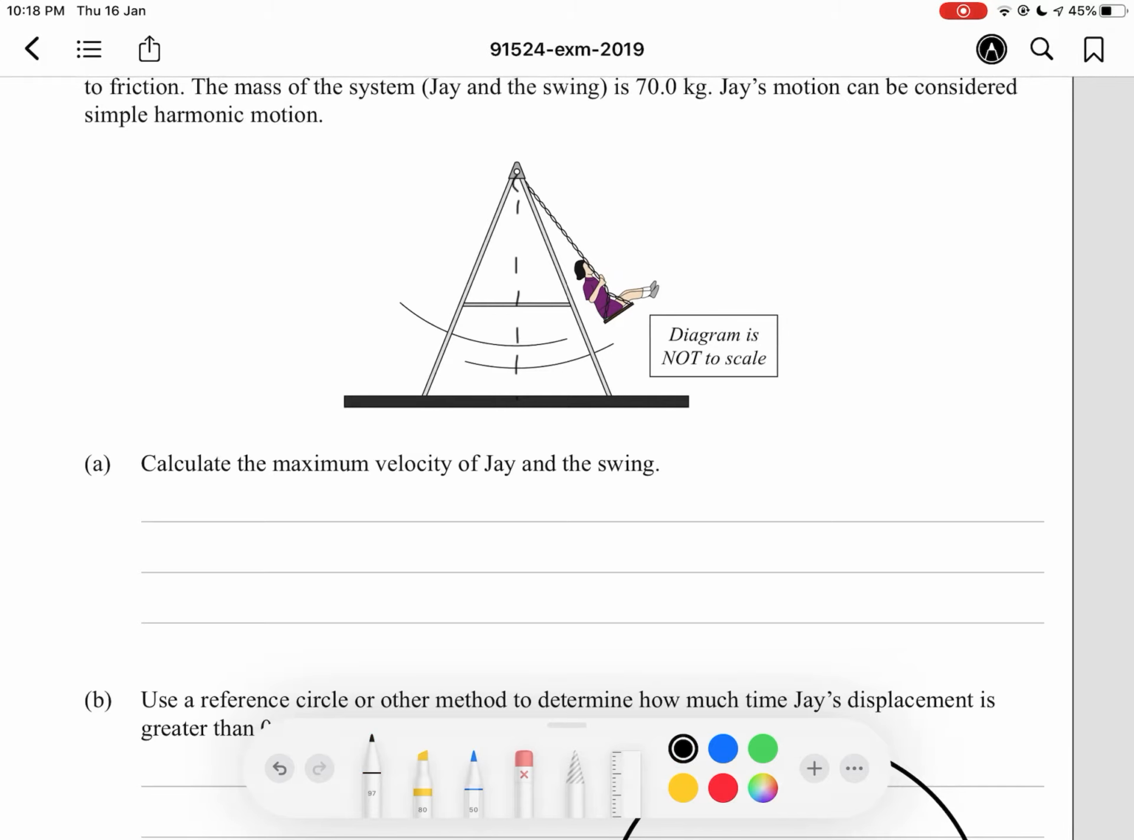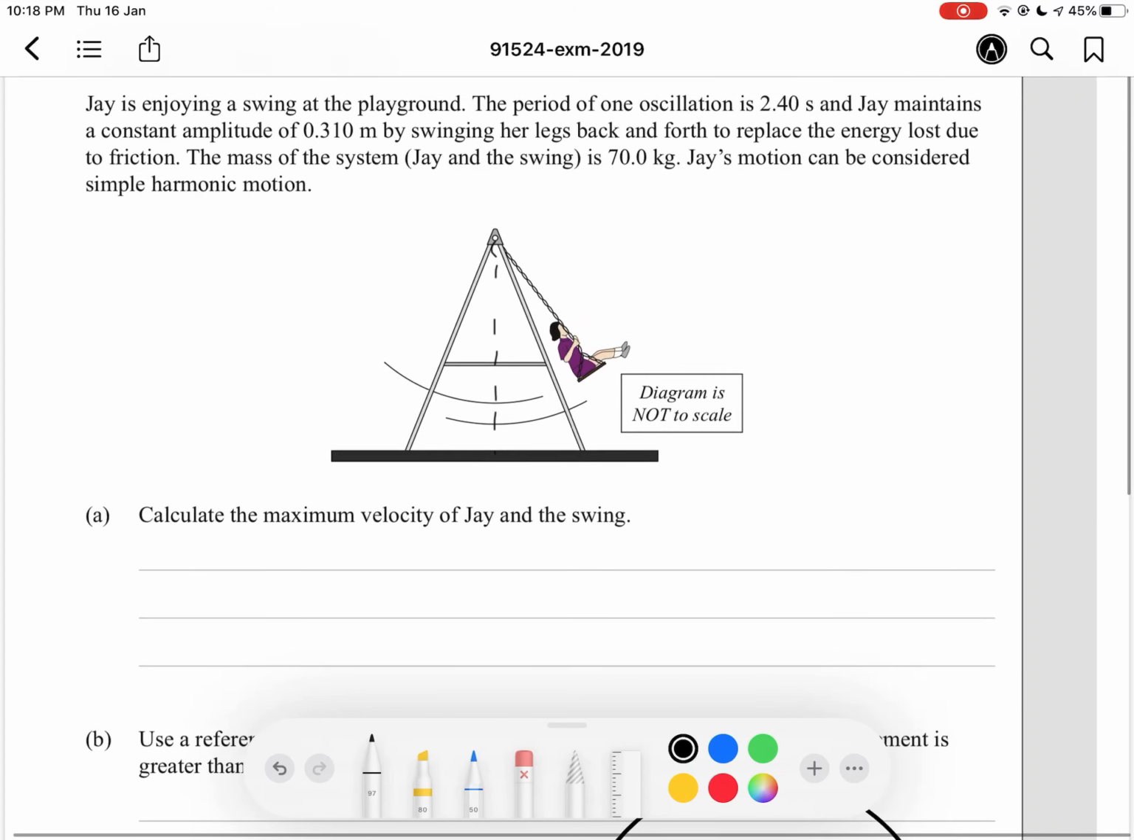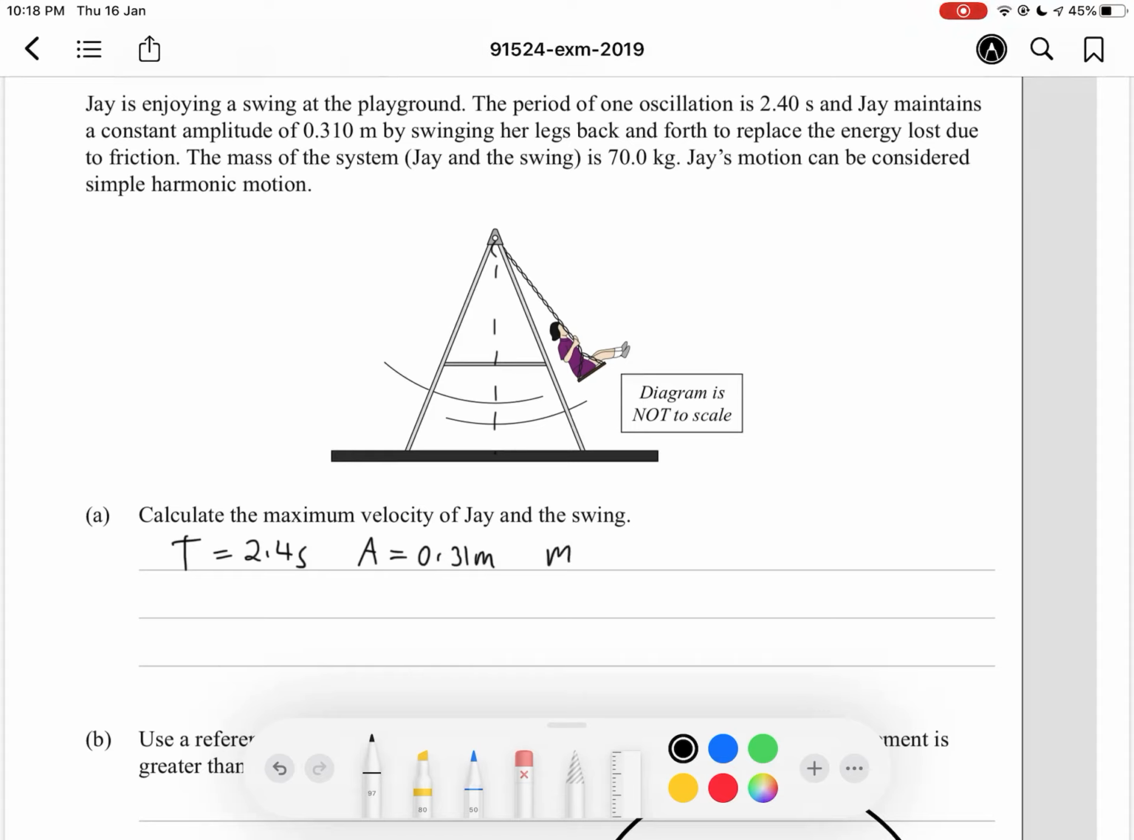Question A. Calculate the maximum velocity of J in the swing. So let's just note down all the variables we have. Our period is equal to 2.4 seconds. Our amplitude is equal to 0.31 meters, and our mass is equal to 70 kilograms. And what we're trying to find is the maximum velocity.